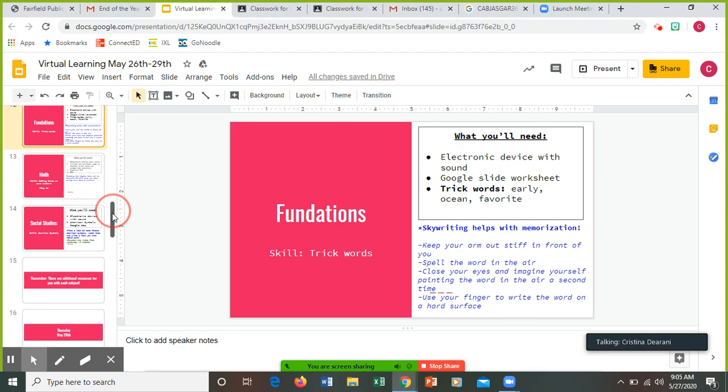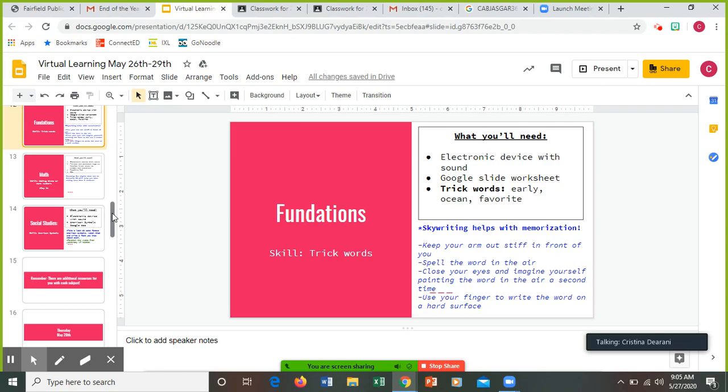Foundations, trick words, you know those are my favorite. So you need an electronic device with sound, your Google Slide worksheet, and your trick words are early, ocean, and favorite. So remember, you're going to look at a word. You're going to look at early. You could write it down. What's tricky about the word early? Early. Right? We don't hear the A. The Y sounds like an E.